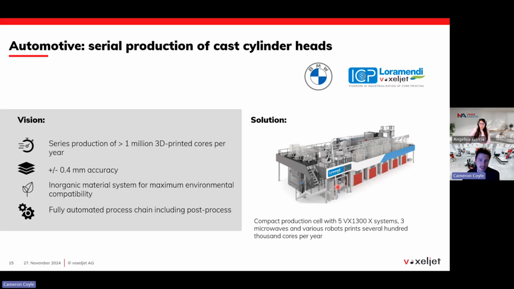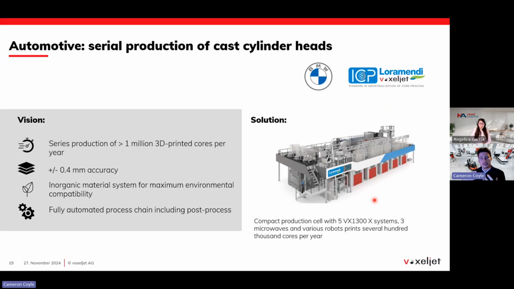So you can see in this image here, you see the 5 red boxes. These are our printers. And inside each printer, we produce 6 cores in every single layer of the machine. So 6 cores per machine, and these are arriving printed every 20 minutes.